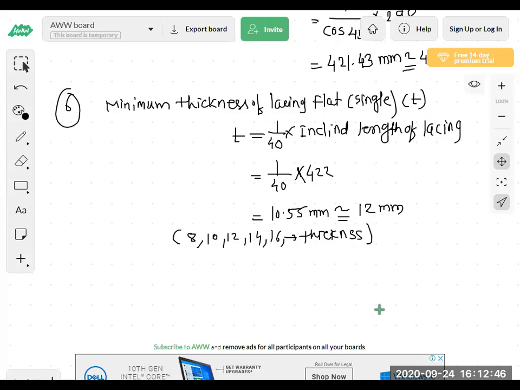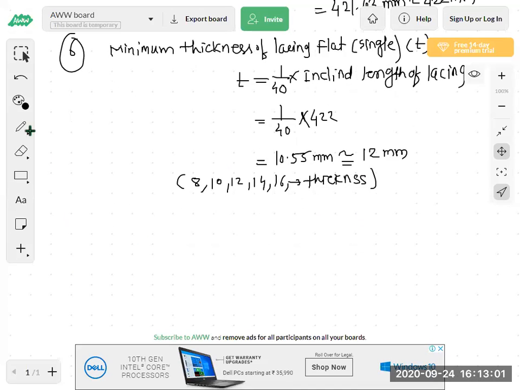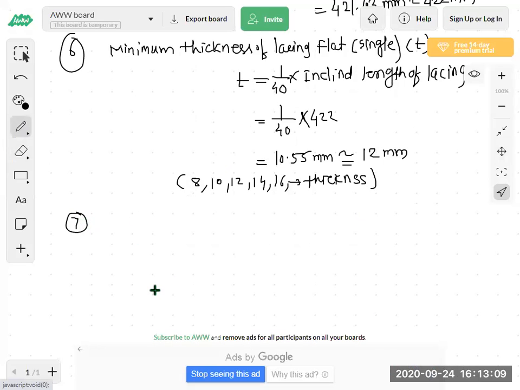Okay, so the minimum thickness of the lacing plate for single lacing plate is 10.55 that we got. So we assume 12 mm thick. So now number 7. What we have to calculate? Slenderness ratio, correct?